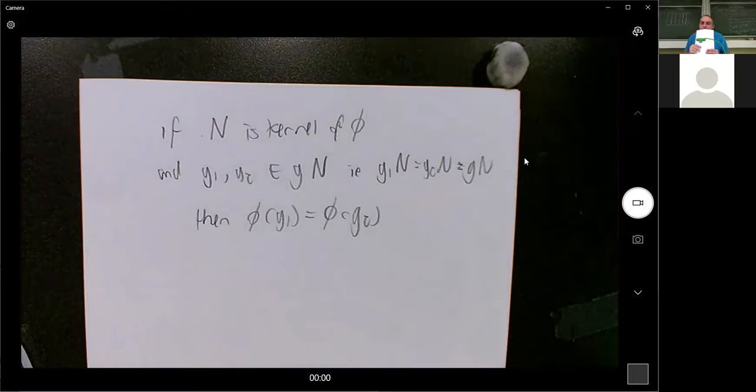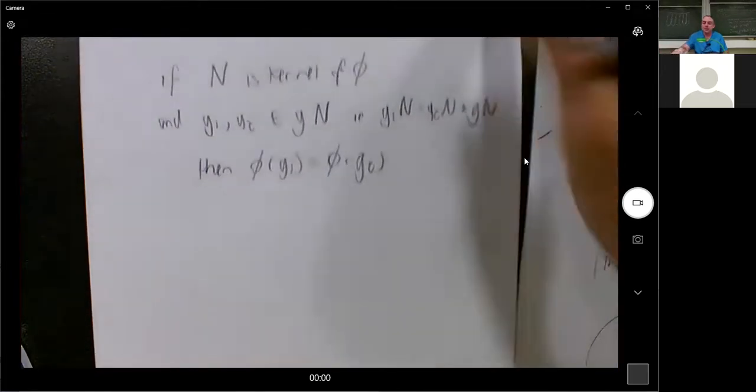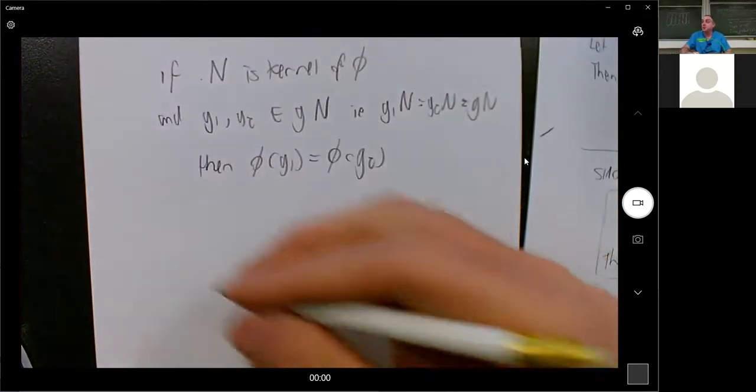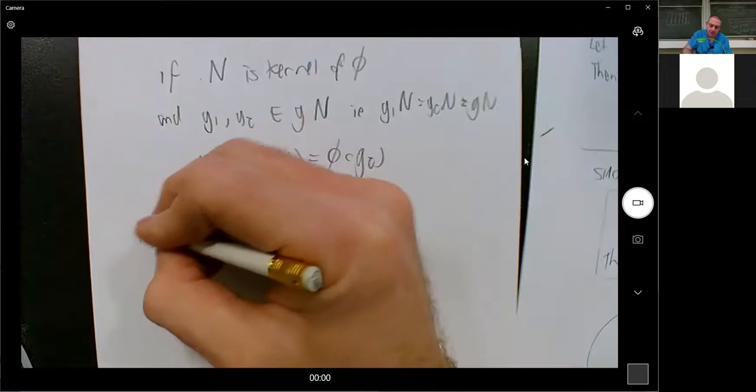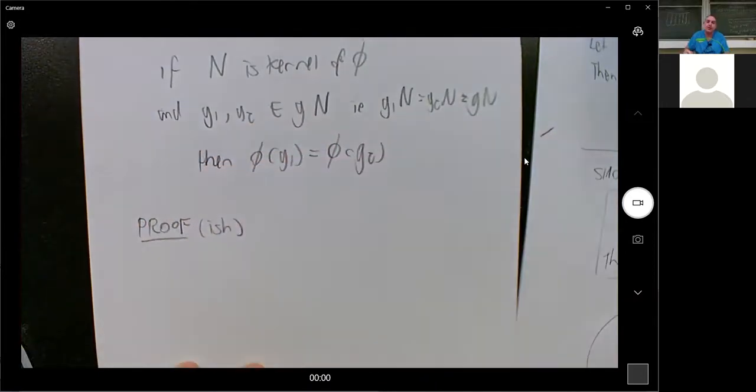So this is indicating how the proof works, probably, that I'm going to make an attempt. Possibly only-ish, but I'll give it a go.